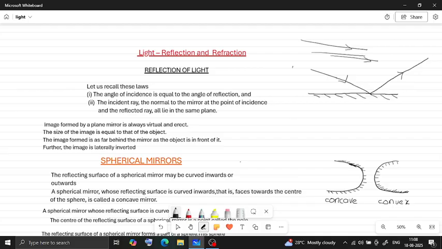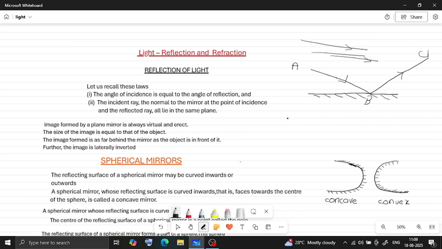Consider that AB is the incident ray and BC is the reflected ray. So when light is incident on a smooth surface, it will be reflected. Another example is a bouncing ball. If we throw a ball at a wall, it will bounce back. Similarly, when light is incident on a smooth surface, it rebounds back, which we call reflection.